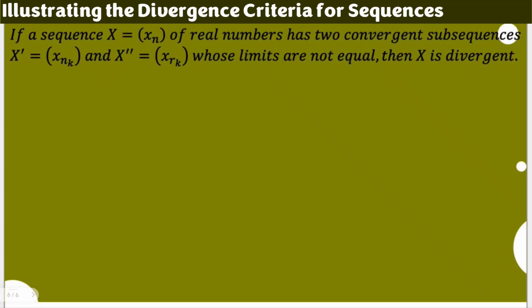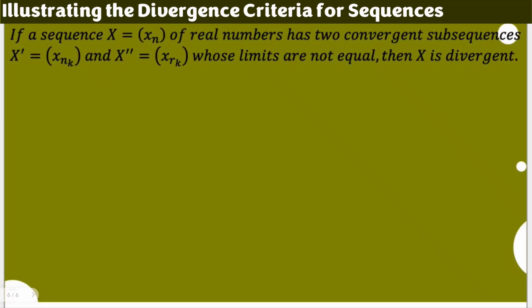If a sequence x sub n of real numbers has two convergent subsequences, x prime, which is the sequence of x sub n sub k, and x double prime, which is the sequence x sub r sub k, but the limits are not equal, then automatically the sequence x is divergent.